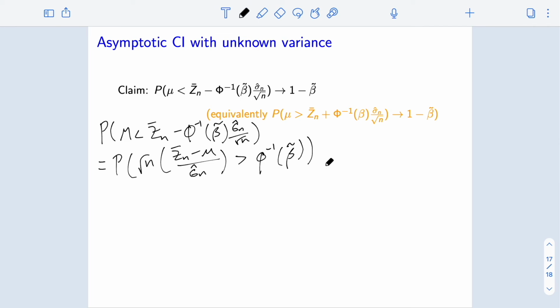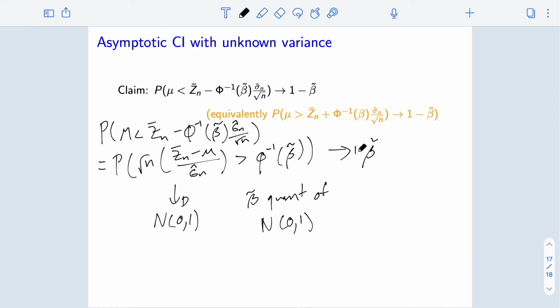In our minds, we can think of this as pivoting from the original statement towards a statement about this sampling distribution that we now understand. And so we know that this converges in distribution to a normal with mean 0 and variance 1. And this is the beta tilde quantile of that same normal with mean 0 and variance 1. So that means, based on the definition of convergence in distribution, this will converge to 1 minus beta tilde. Again, because we're looking at the probability of exceeding that quantile. If this was a less than, then that would be convergence to beta tilde.